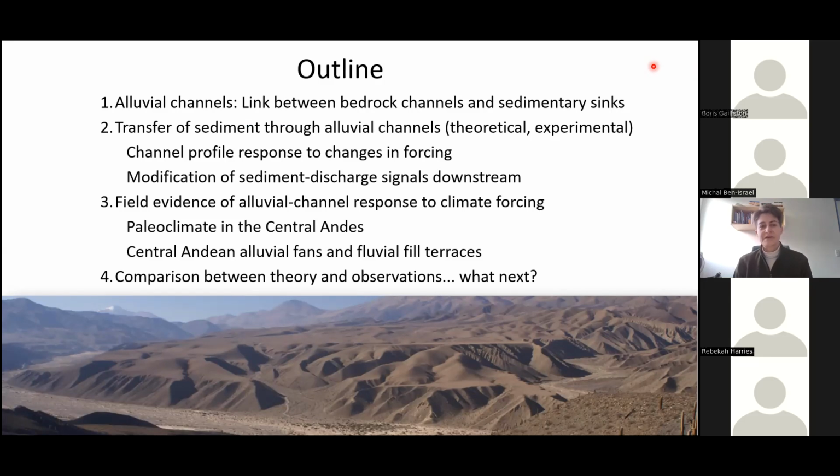Particularly, I want to focus on how channel profiles respond to changes in environmental forcing. So specifically thinking about changes in water discharge and sediment supply, and also the modification of sediment discharge signals as we go downstream. From there, I want to take a break and talk to you about some field data we've collected over the last decade or so in the Central Andes. Then I'll talk about a comparison between theory and observations, at least a qualitative comparison. And that then leads us to what comes next on this topic.